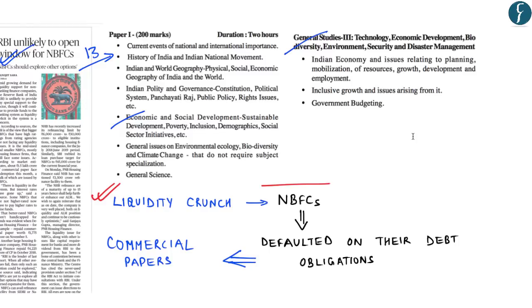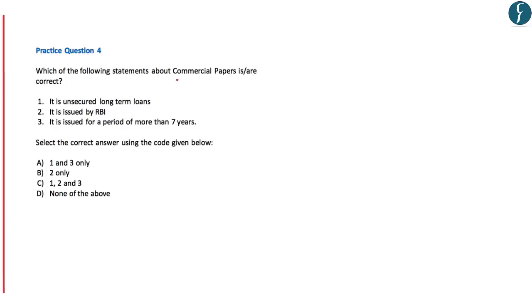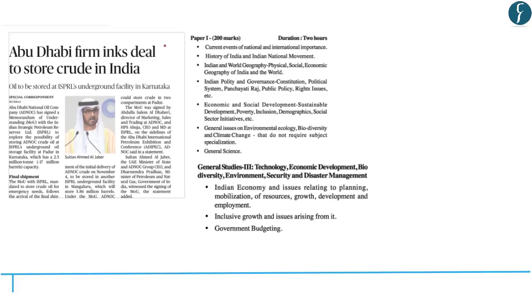Thus, this news on RBI unlikely to open window for NBFCs becomes extremely important for us to understand from our examination point of view. Now, this question on commercial papers forms your fourth practice question. It mentions basic information with respect to commercial papers. I hope after going through this discussion, you will be able to solve this particular question on commercial papers. The next news appears on page number 14.